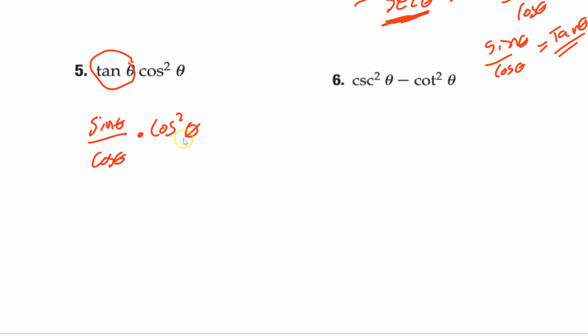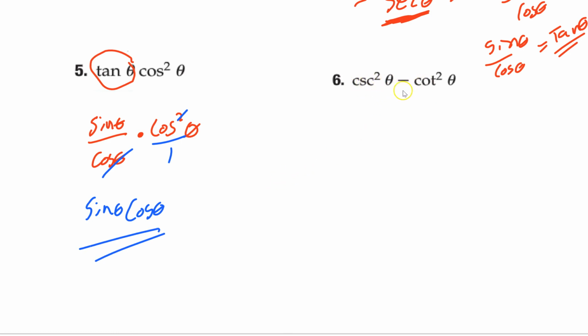And just like the one we just did, if you notice, the cosines didn't cancel out. This is cosine over 1. This cancels with this, and I just get sine theta, cosine theta. That's really all I could do. Now we're getting to a tough one.